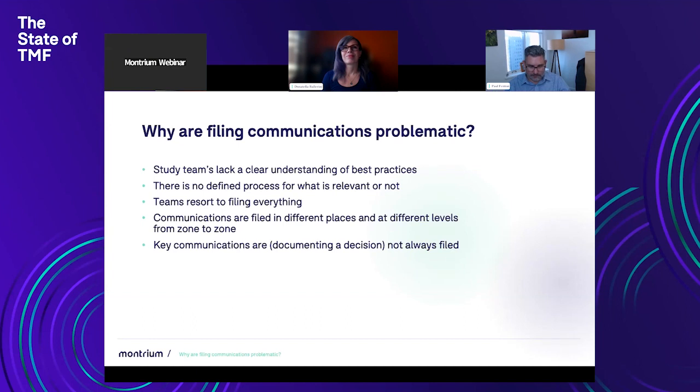And then often we might find that communications are filed in different places at different levels from zone to zone, so a lack of consistency. And then sometimes we have issues around what we should be documenting that surrounds a decision. Are we filing the communication of a decision and not the actual decision itself? So there's a lot of things that come from communications as a whole, it becomes this sort of orb that most people find difficult to understand. Donatella, from your perspective, what are some of the other things that you've seen as problematic when it comes to filing communications?